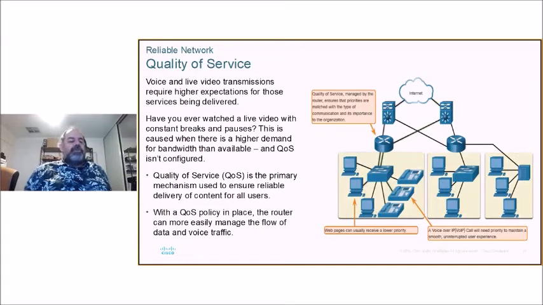Quality of service is the primary mechanism used to ensure reliable delivery of content for all users. With a QoS policy in place, the router can more easily manage the flow of data and voice traffic. And so basically, it can reorder the queues so that those delay-sensitive protocols actually experience as little delay as possible.